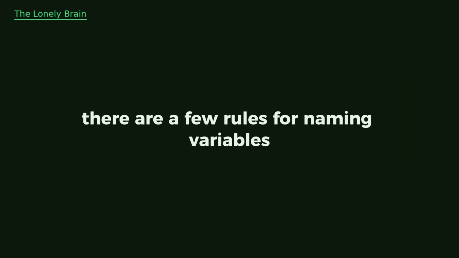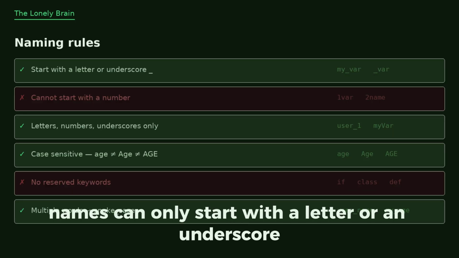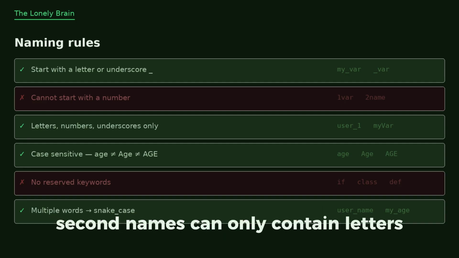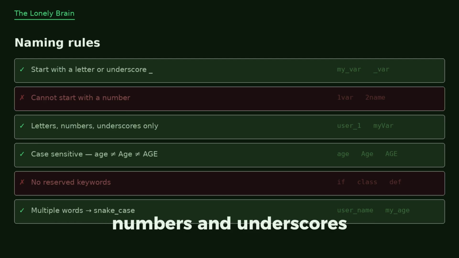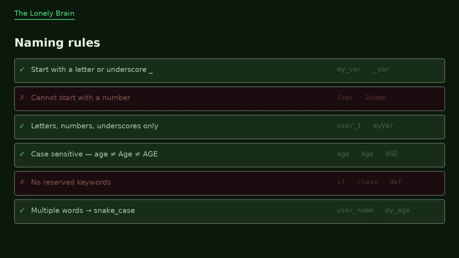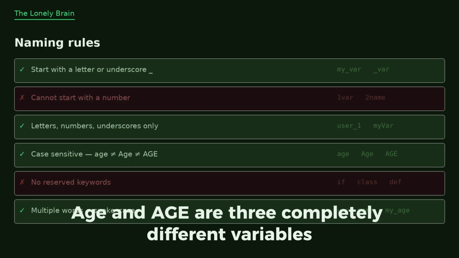There are a few rules for naming variables. First, names can only start with a letter or an underscore, not a number. Second, names can only contain letters, numbers, and underscores. No spaces, no special characters. Third, names are case sensitive. Age, AGE, and age are three completely different variables.